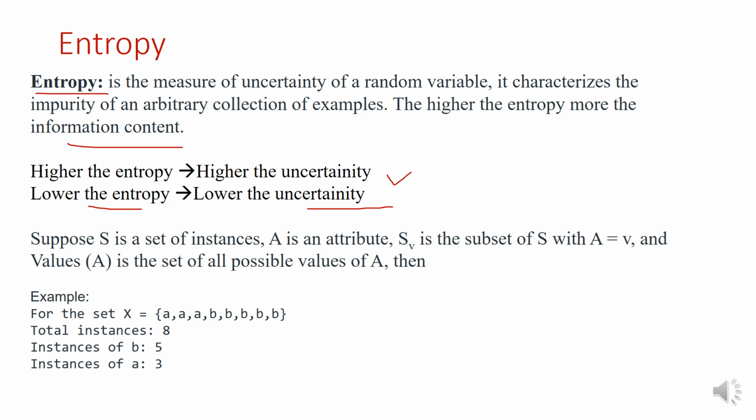Suppose S is a set of instances, A is an attribute, Sv is a subset of S with A equal to v, and Values(A) is the set of all possible values of A. For example, consider the set X equal to AA, BB, BB, BB. If you observe this, the total number of instances we have here is 8. Instances of B: how many? It is 5, 1, 2, 3, 4, 5. And instances of A: how many? It is 3. Now, how do we calculate the entropy? Here the number of B instances is 5 and A instances is 3.